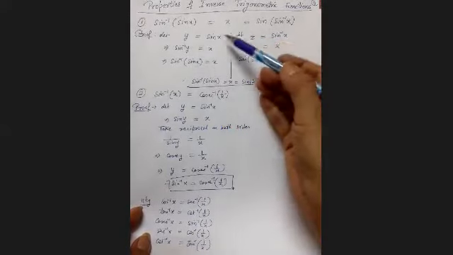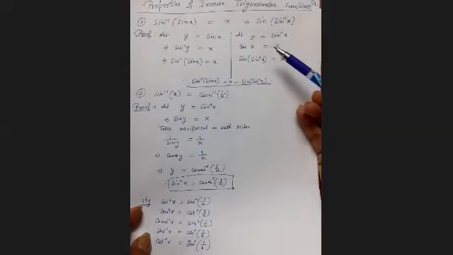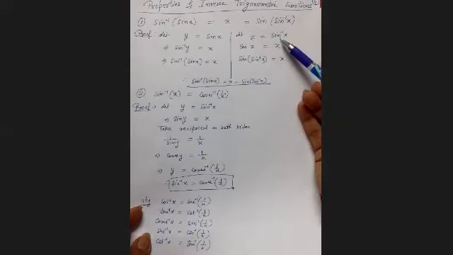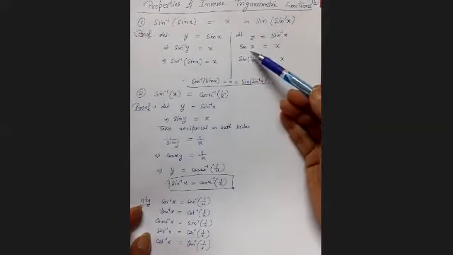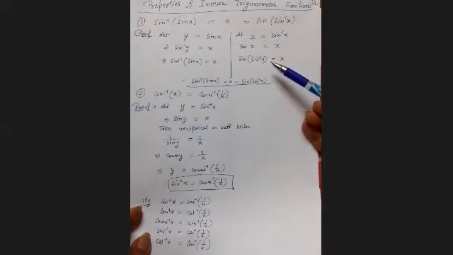Similarly, we can prove the second part of it, where we take sine inverse x as z. Let us change the inverse function. Let us shift sine inverse, so sine of z is equal to x, and z is replaced as sine inverse x. Therefore, sine of sine inverse x is x.